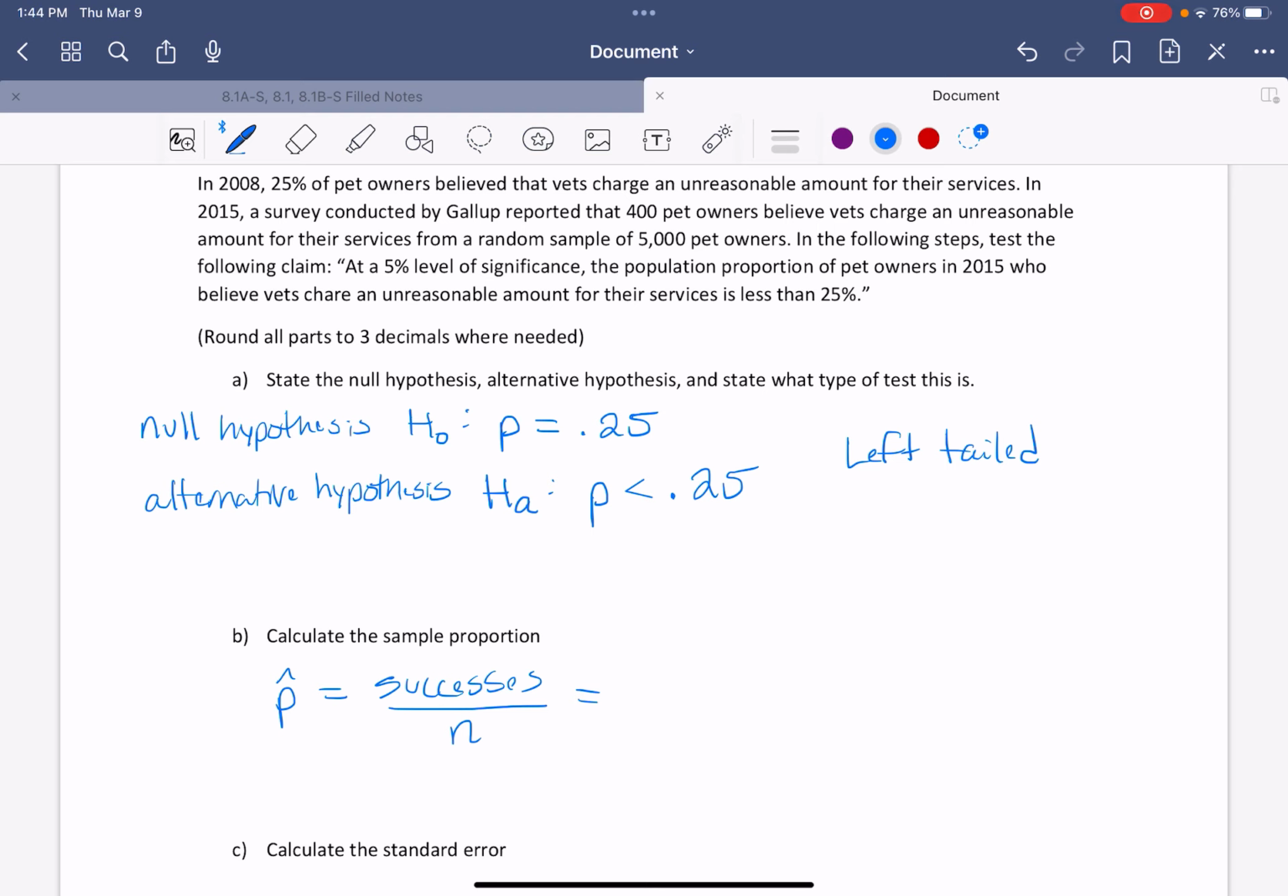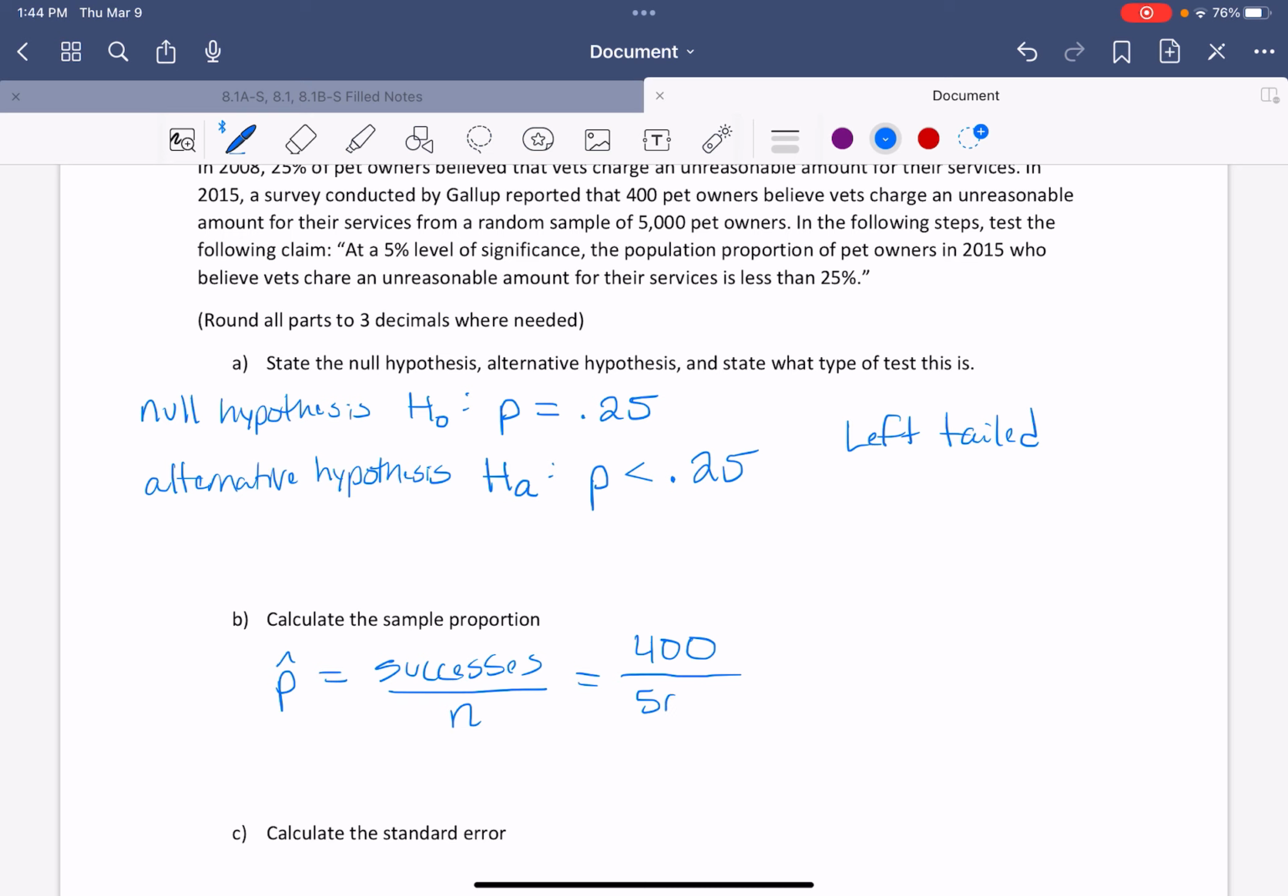So when Gallup did the survey in 2015, they said 400 people believe vets charge too much, right? 400 people out of how many people were included in that survey? 5,000. From there, it's a calculator. I did this super fast when I did it, so I'm just going to double check it in my own calculator. So 400 divided by 5,000, that'll be 0.08. Everyone good so far? Any questions?